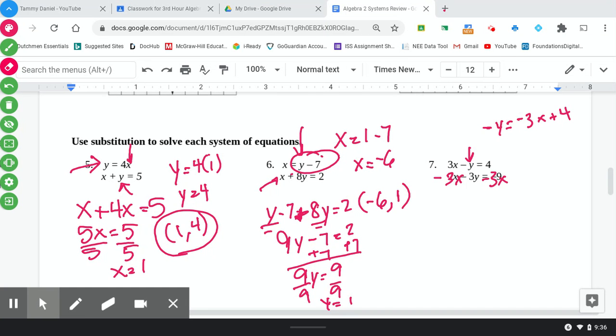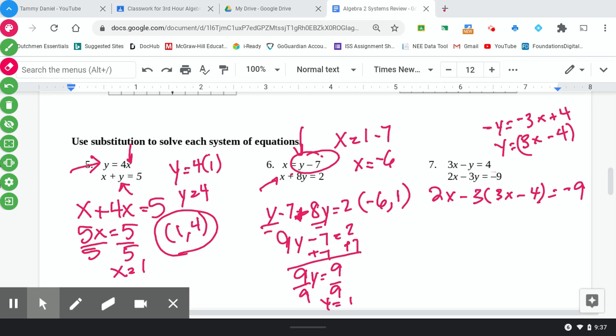Or again, the beauty of algebra, I can change the sign of anything as long as I change the sign of everything inside the equation. So I can make that a positive y, that a positive 3x, and that a negative 4. So now I know that y equals 3x minus 4. So I come down to this bottom equation, and wherever there's a y, I'm going to put 3x minus 4. So we still have 2x, and then minus 3 times 3x minus 4 equals a negative 9.